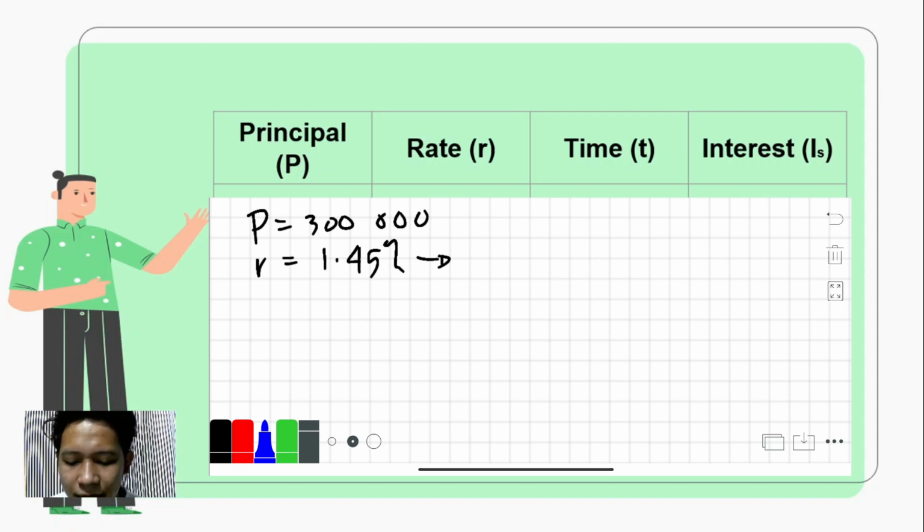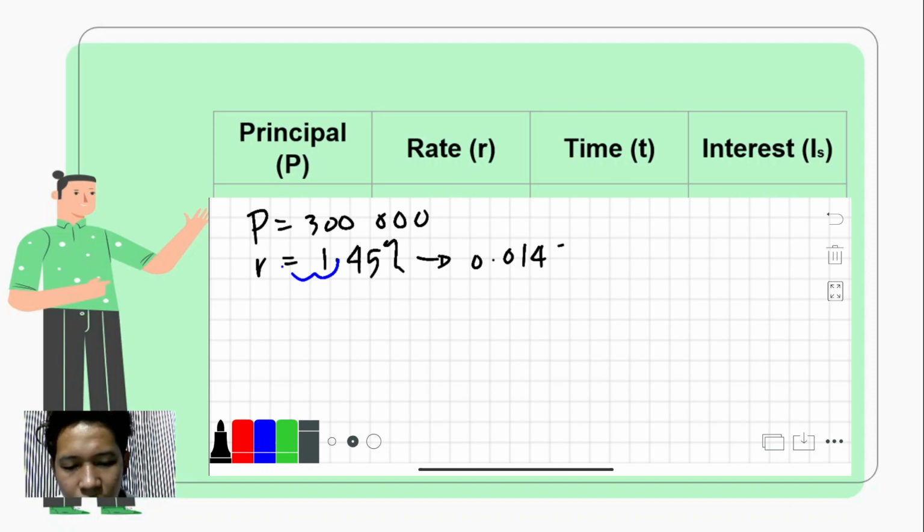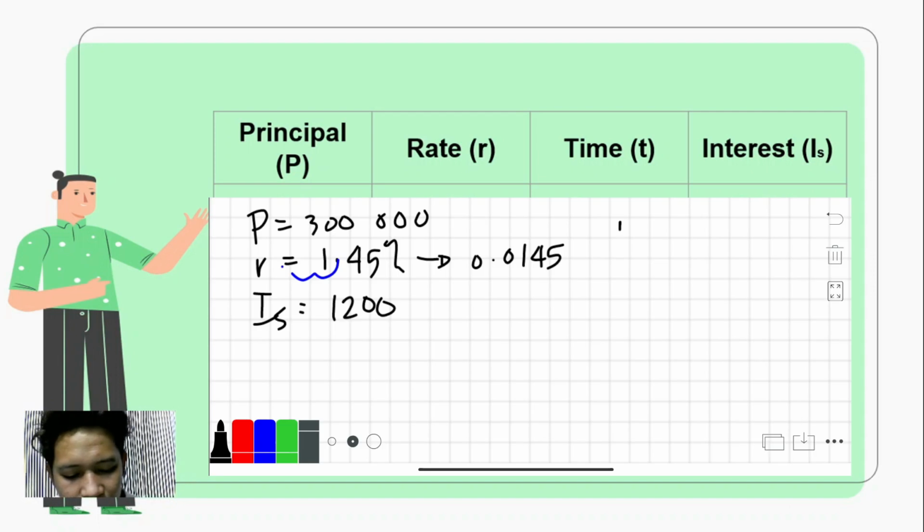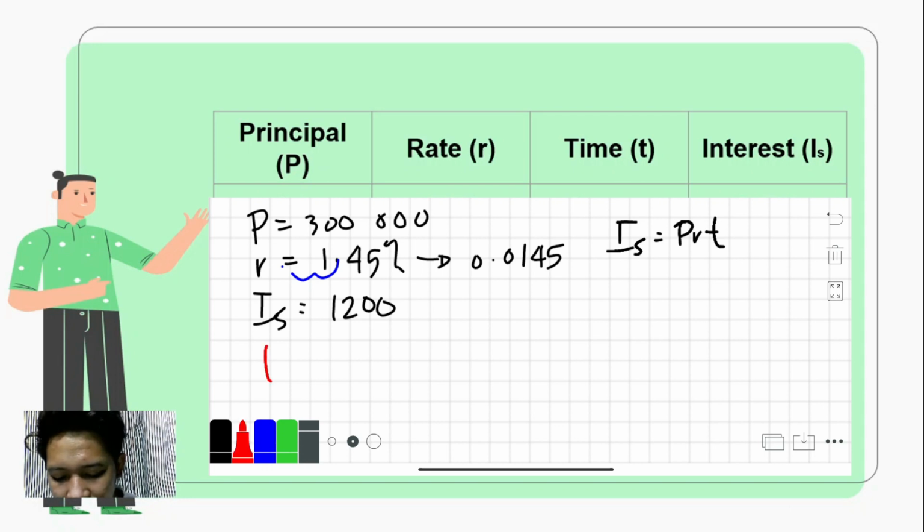If nandito yung ating decimal point, we have 1, 2. So, our rate would be equivalent to 0.0145. And then, we have our interest, which is equivalent to 1,200. Okay? So in solving that, we still need to consider our formula that is I sub S equals PRT. And ang nawawala po natin ay time.